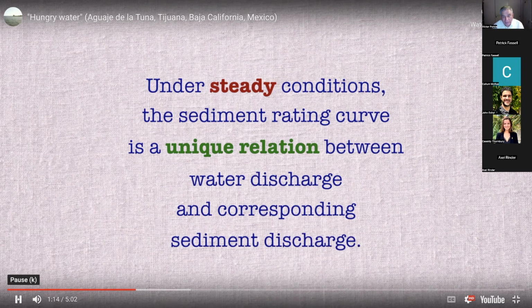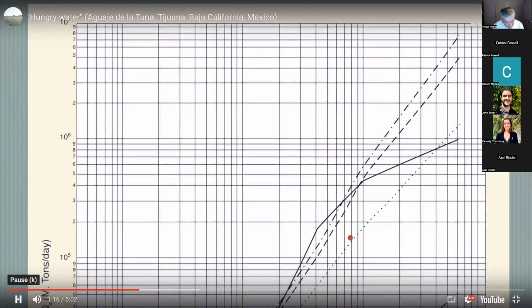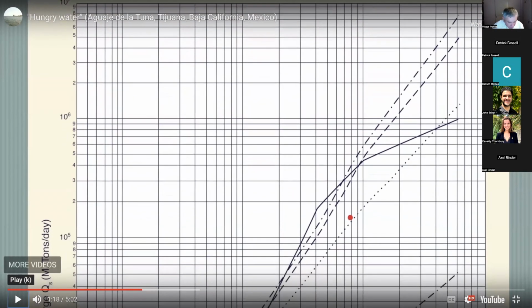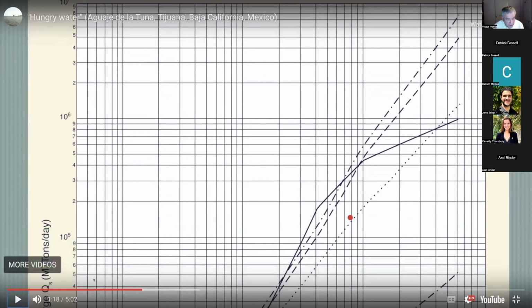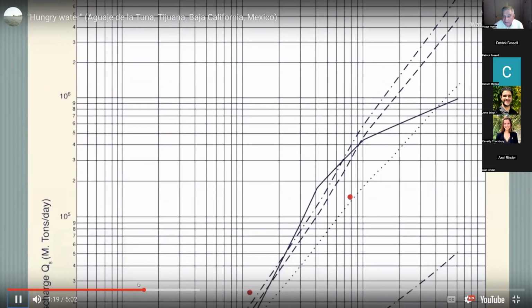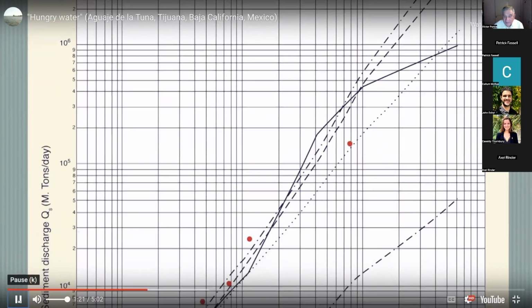Bed material only. A calculation of sediment transport rate. All points of the rating curve.